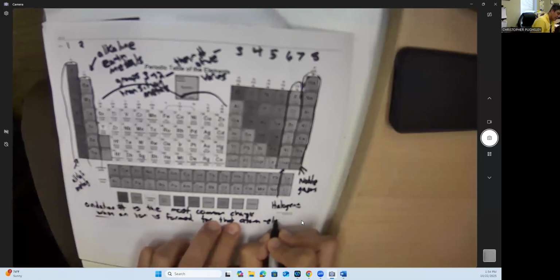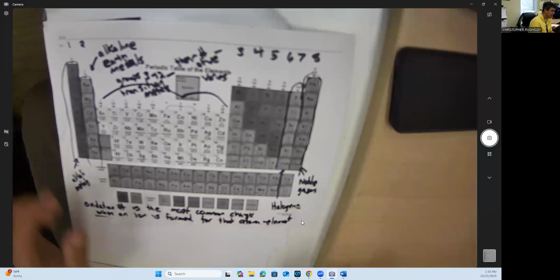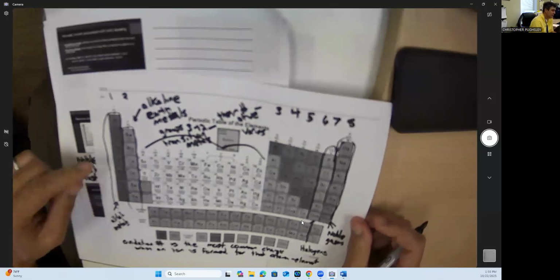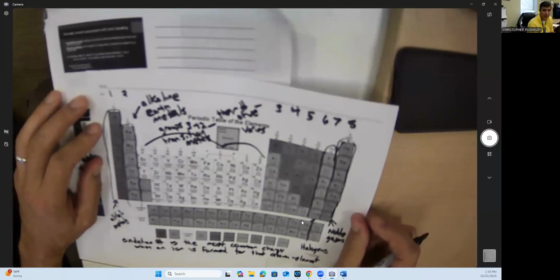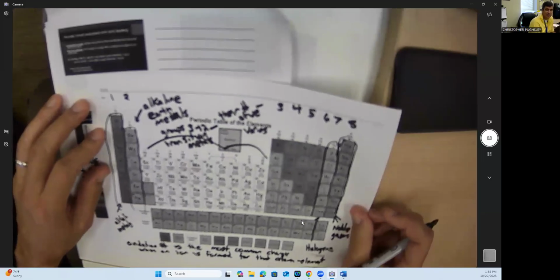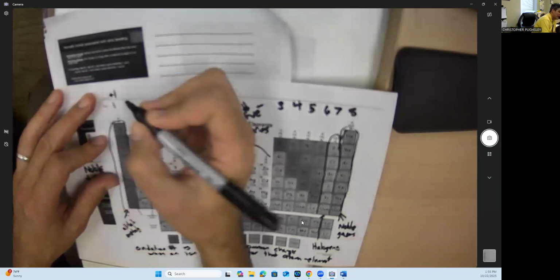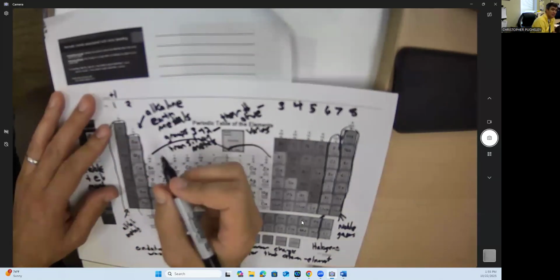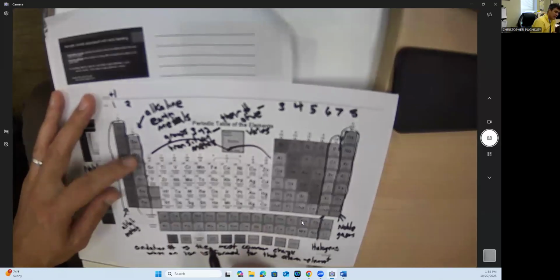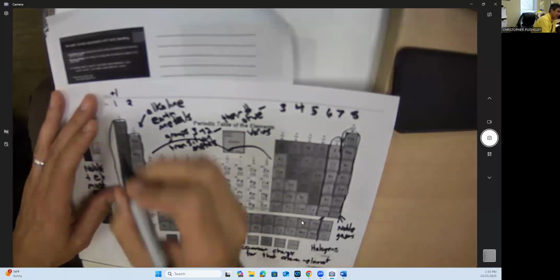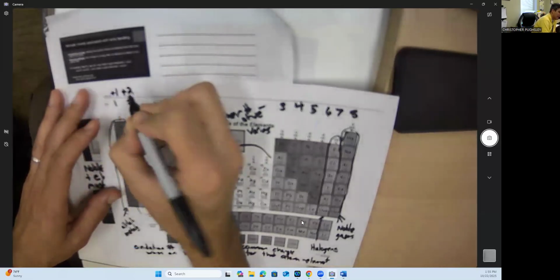For group one, remember they had that low ionization energy, so they're not going to usually keep their electrons, and they don't have that high of an electron affinity. So their oxidation number is typically +1. That means they will lose an electron. Group two also don't have a high ionization energy, and their electron affinity isn't high either, so they typically have a +2.